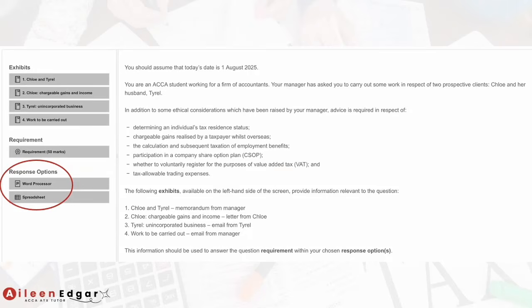Now, remember there are communication marks in Section A in the exam, and so you need to put some sort of header at the start, for example, to, from, date, subject. I would do this in the word processing answer space and then refer my marker to the spreadsheet as and when I have done computations for different requirements in there.